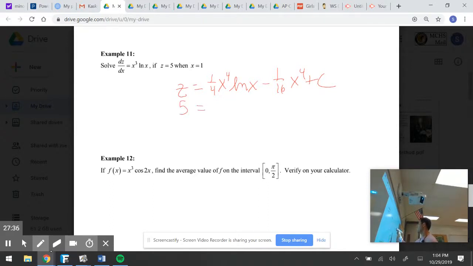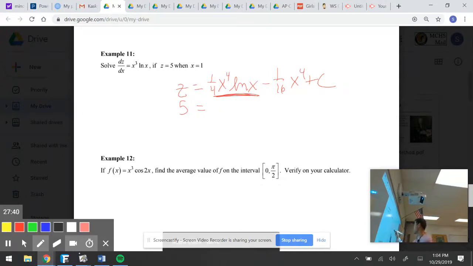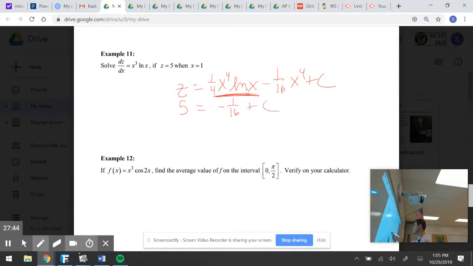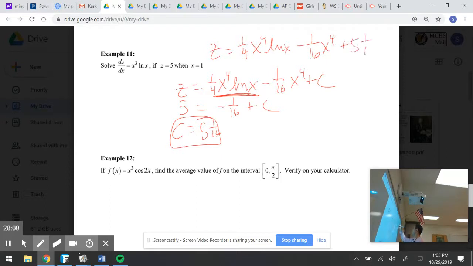And if I do all that, if I plug a 1 in there, it's going to go away because the natural log of 1 is 0. And so I get this, because I'm going to put a 1 to the fourth plus c. So you get c is equal to 5 and 1/16. So remember, we come back in here, and we rewrite our final answer. And then I should check it to make sure I got it correct. Plus 5 and 1/16. And I wrote it like that for a purpose.